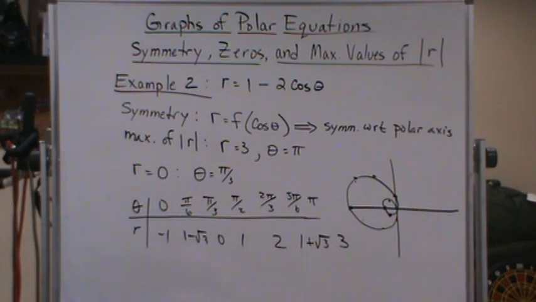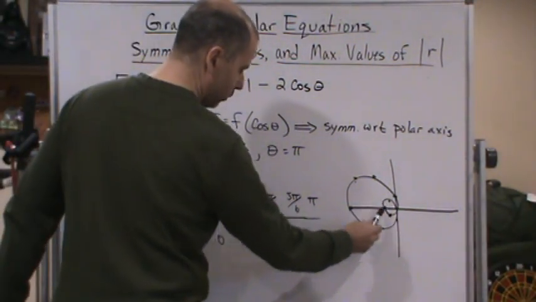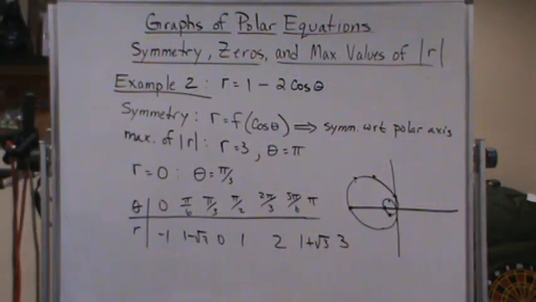And that's called a limaçon, if I'm pronouncing that right. So note that the negative r values are what determine this inner loop, the inner loop here. And the positive r values are what made the outer loop. And notice that it's symmetric with respect to the polar axis.